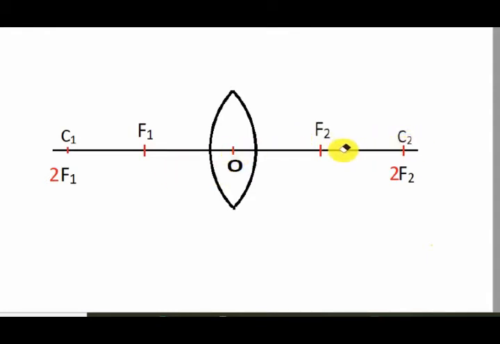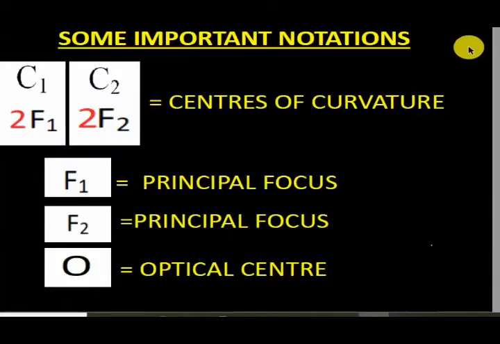Now we are going to name them. Just remember C2 is also represented as 2F2 and C1 is also represented as 2F1. Now see, you can write it down or you have these things in your textbook also. C1 and C2, that is 2F1 and 2F2, are called the centers of curvature. F1, we call it principal focus.